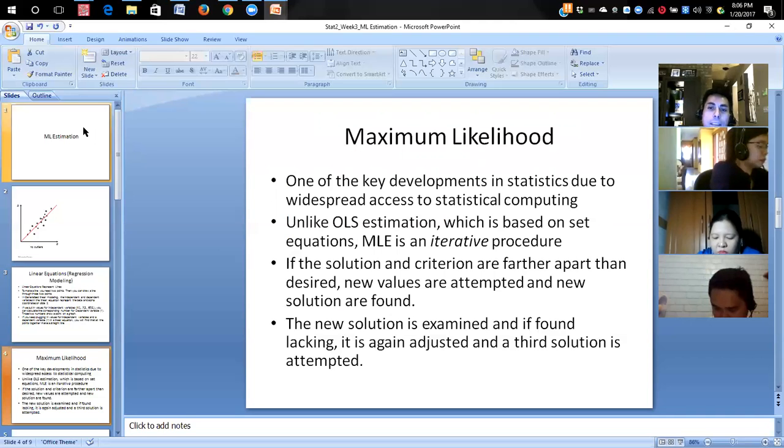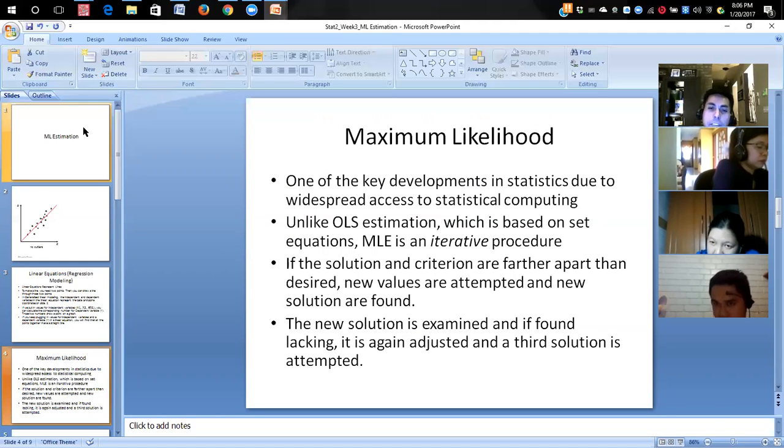This is the second most important key development in statistics, due to widespread access to statistical computing. So what's the difference between the two? These are the two fundamental mathematical calculations used by generalized linear modeling. Unlike OLS estimation, which is based on a set equation, maximum likelihood estimation is an iterative procedure. So it keeps on repeating itself until it finds that it's completely maximized.